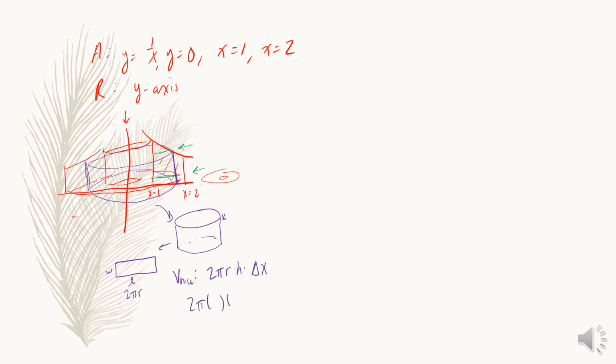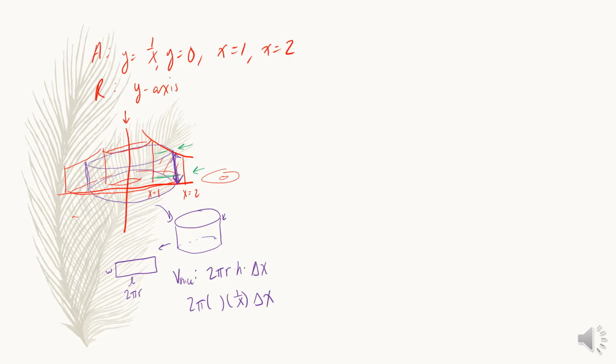If I go back up to my picture, what was the height of this slice that I took? So here was the height, I'll put little arrows on it. Well, that height was given by just the curve 1 over x. So that's my height. And then we have this delta x.